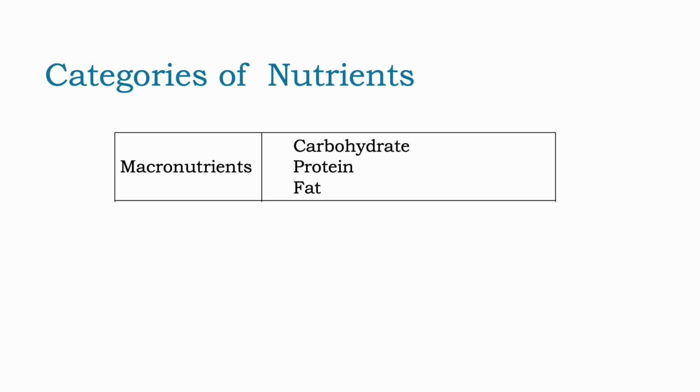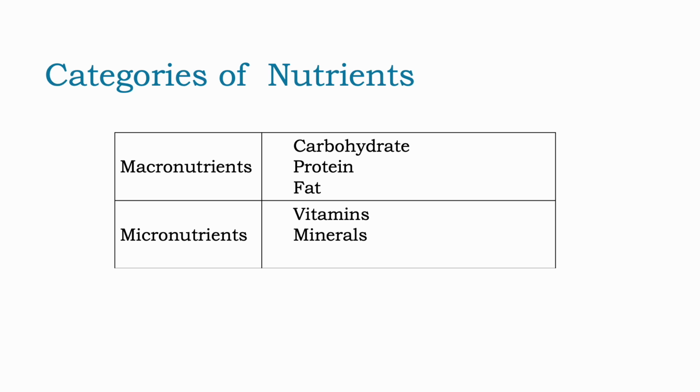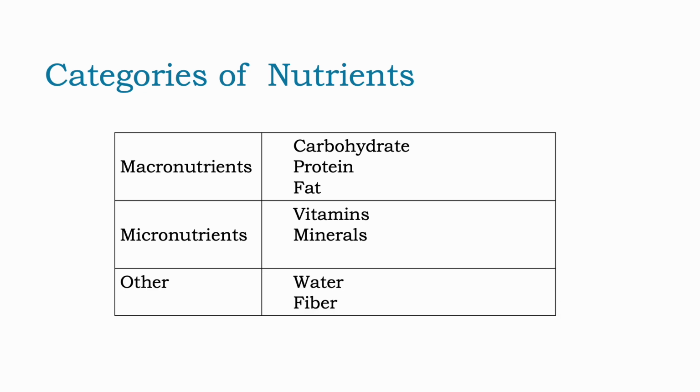There are three main categories of nutrients. They are macronutrients, which include carbohydrates, protein, and fat. They are referred to as macro because the body needs them in comparatively high quantities, measured in grams. The second category is micronutrients and they are needed in small quantities, such as milligrams or even micrograms. Vitamins and minerals fall under this category. The third category, which includes water and fiber, is classified as other.